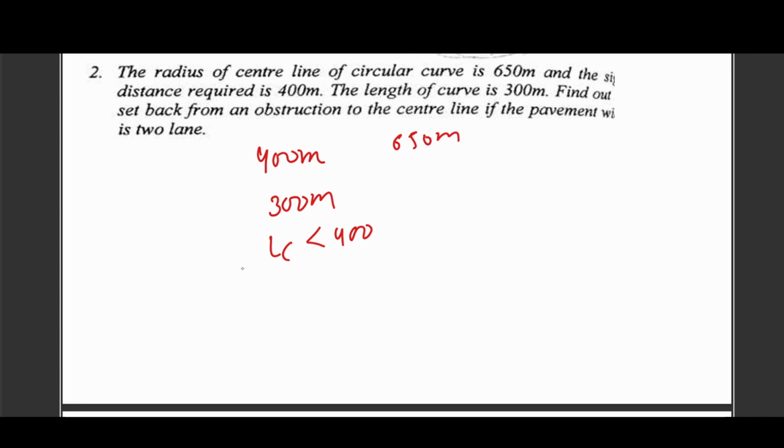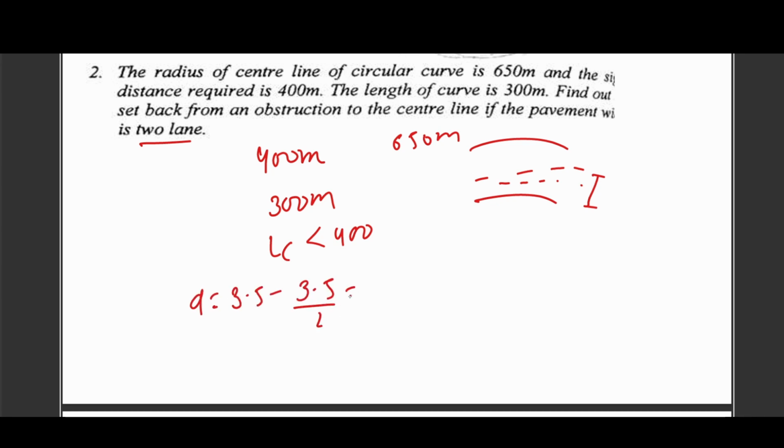Okay, so in the second case, what is the formula of d? What will be d? Two lane, two lane. That's why what will be the value of d? The value of d will be for 2 lane, that means 3.5 minus 3.5 by 2, right? So the value of d will be 3.5 minus 3.5 by 2. So it will be 1.75 meter.